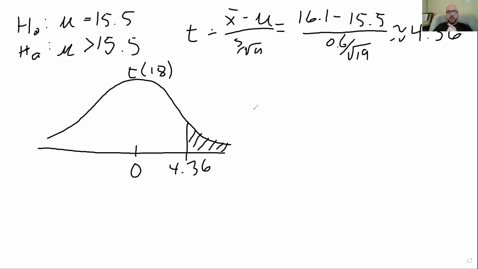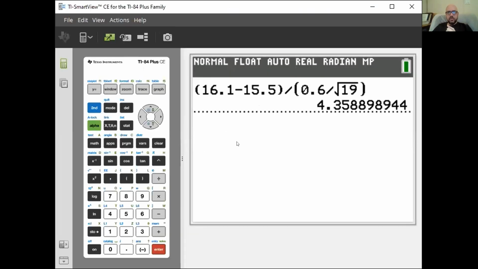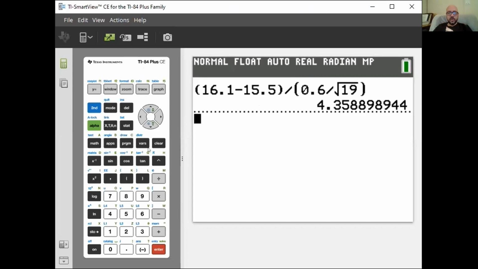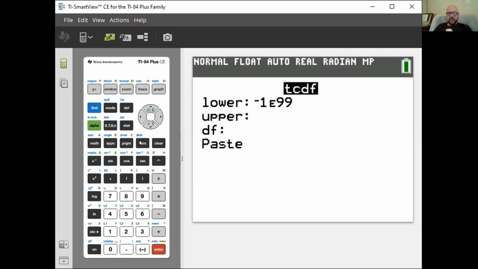So here's how you do it. I will show you one right here. So the way you do TCDF in your calculator is pretty much the same as normal CDF. It's just instead of putting in mean and standard deviation, you just put in degrees of freedom. That's it. We had 18 degrees of freedom here. So I'm going to go to second vars TCDF. Okay. We're going to go from 4.36 up to infinity with 18 degrees of freedom.